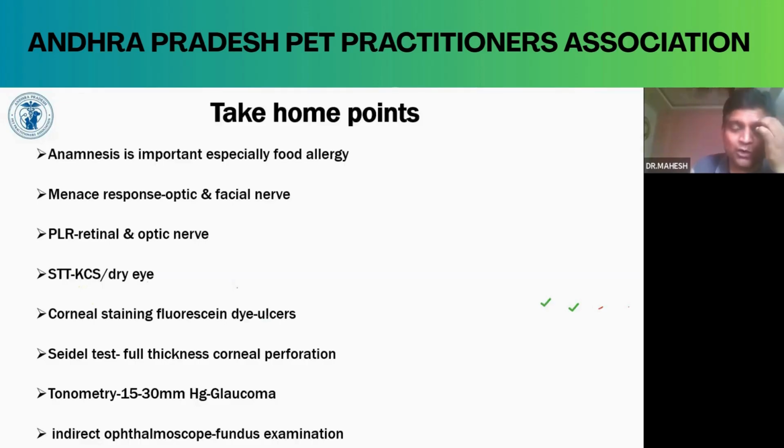So here the basic things we require are a simple pen torch, the stain strips, and an indirect ophthalmoscope, which will hardly cost 10,000 to 15,000. That's enough. But the 20 diopter lens will cost more, 10,000 to 20,000. And the Tono-Pen will be around 65,000 to 1 lakh. But the rebound tonometer will be very costly, more than 1 lakh. So it is quite expensive, but if you go on doing these things, we can enter in depth into the ophthalmic examination, and we can diagnose different ophthalmic conditions.